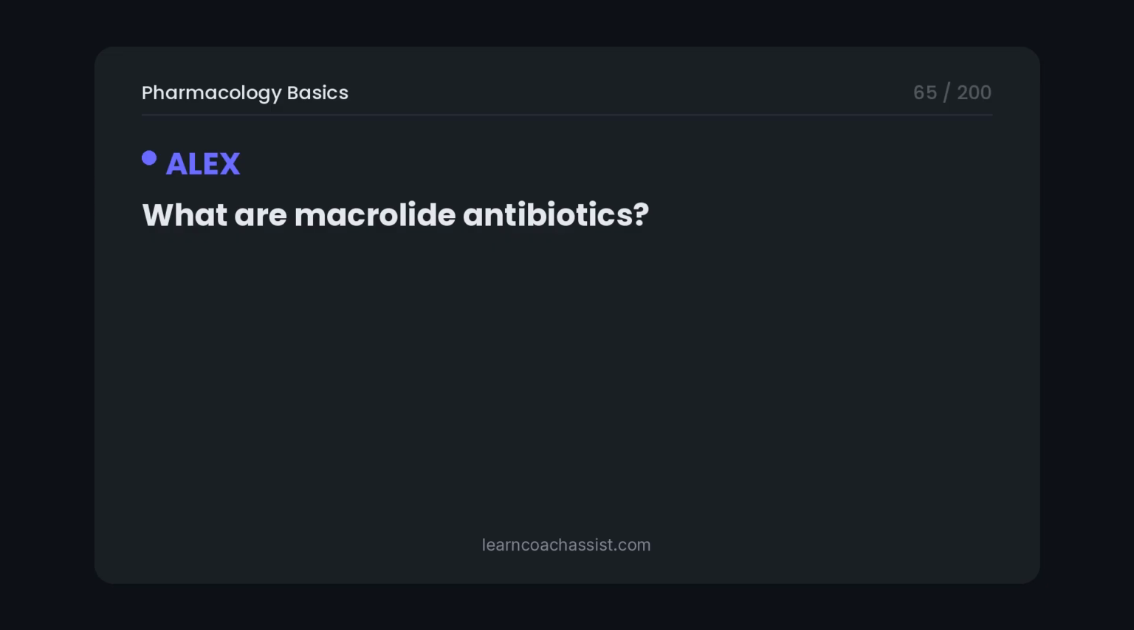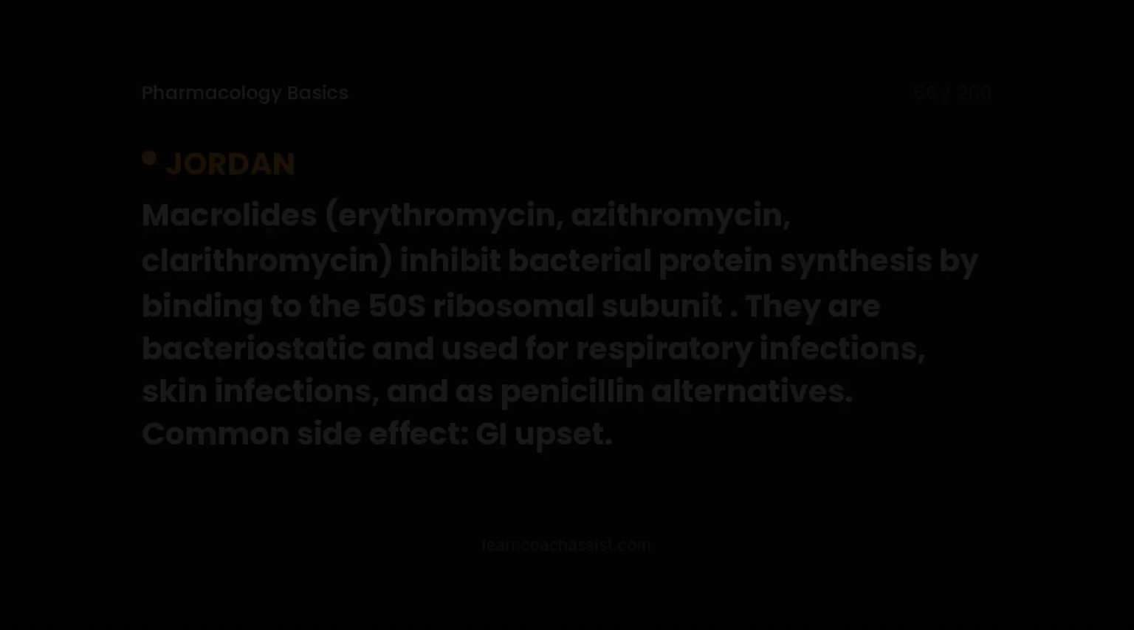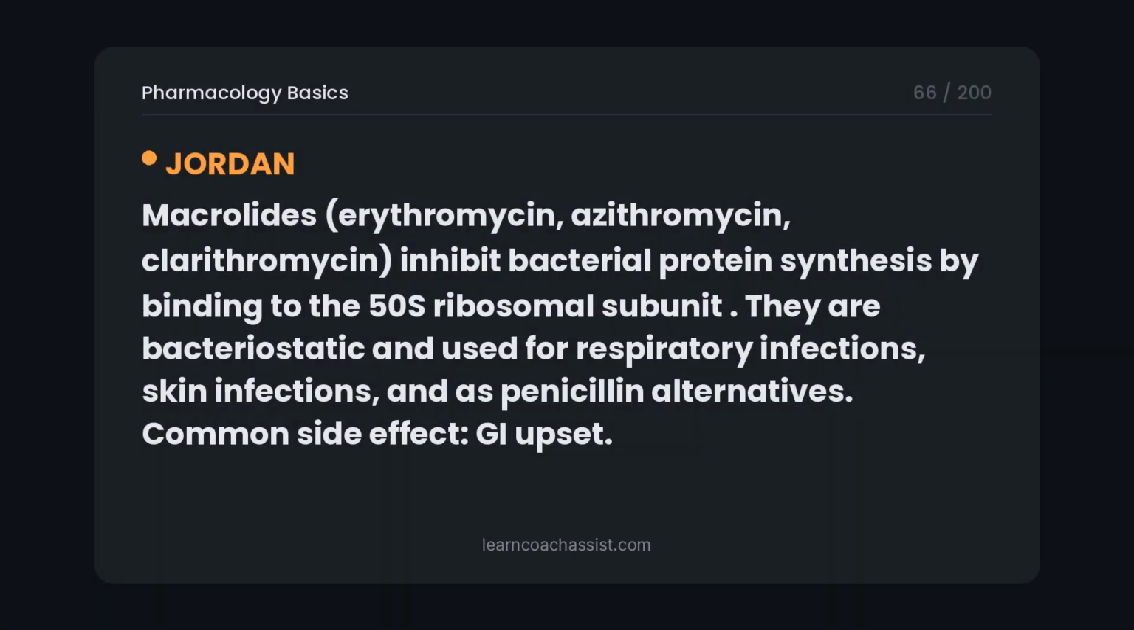What are macrolide antibiotics? Macrolides, erythromycin, azithromycin, clarithromycin, inhibit bacterial protein synthesis by binding to the 50S ribosomal subunit. They are bacteriostatic and used for respiratory infections, skin infections, and as penicillin alternatives. Common side effect: GI upset.